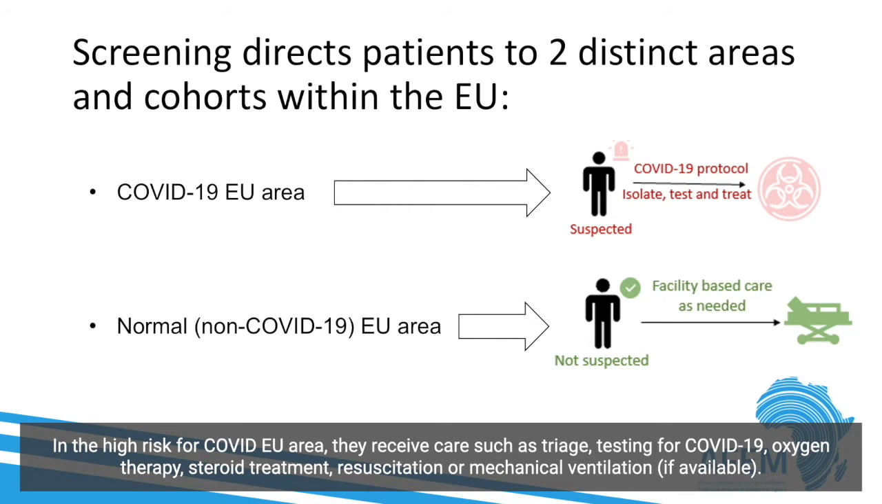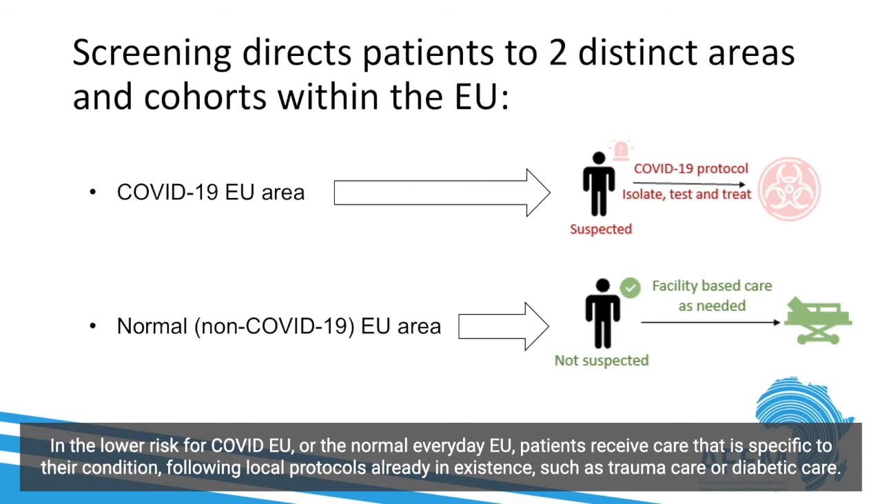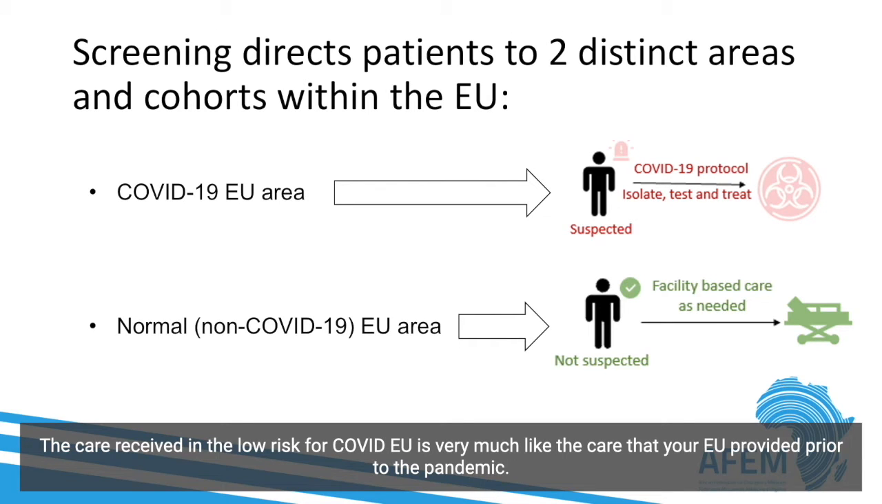In the COVID EU area, they receive care such as triage, testing for COVID-19, oxygen therapy, steroid treatment, resuscitation, or mechanical ventilation if it's available. In the non-COVID EU, or the normal everyday emergency unit, patients receive care that is specific to their condition, following local protocols already in existence, such as trauma care or diabetic care. The care received in the non-COVID EU is very much like the care that your EU provided prior to the pandemic.